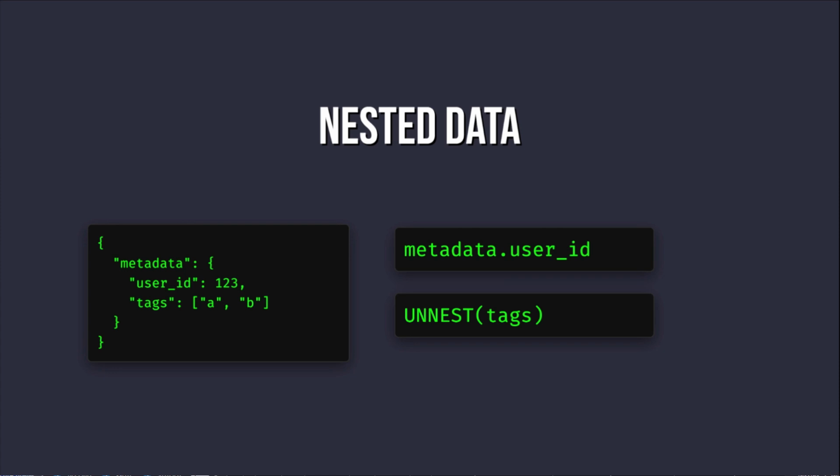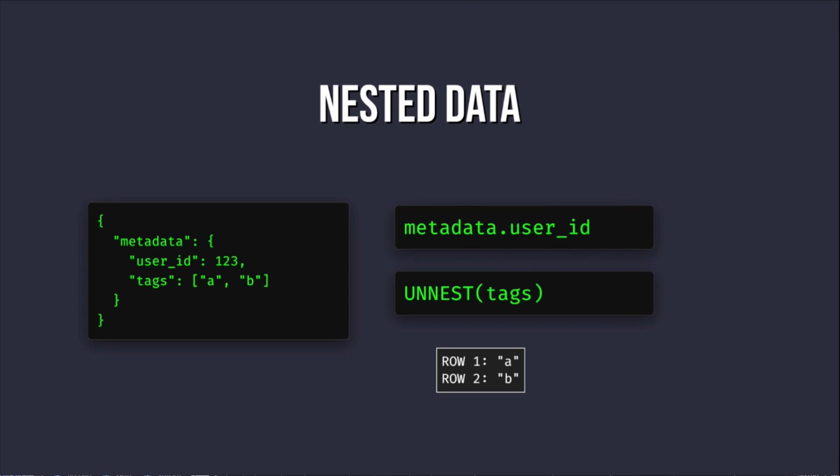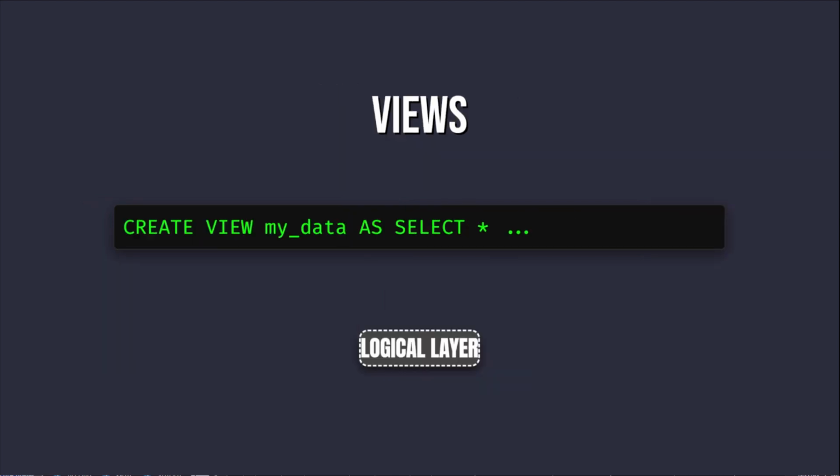If the nested data is an array or list, use the unnest function to flatten the structure into separate rows. This transformation is essential for enabling standard relational joins and aggregations against elements within the complex types.